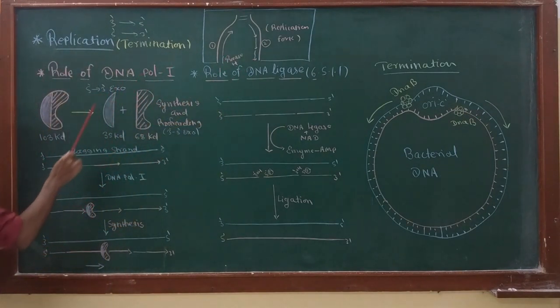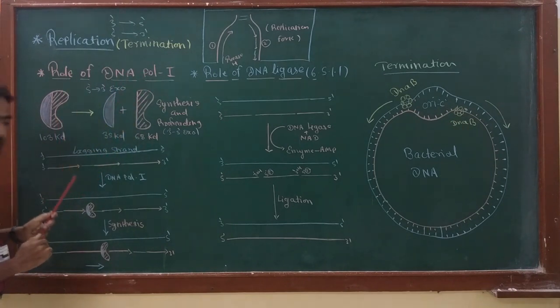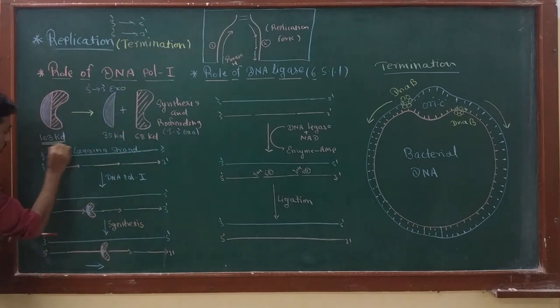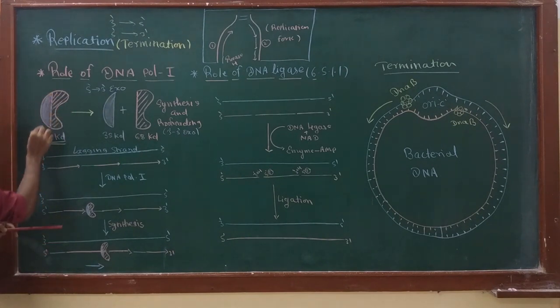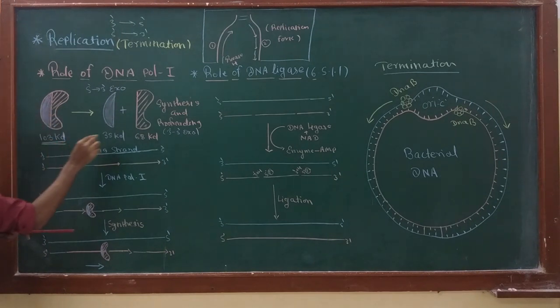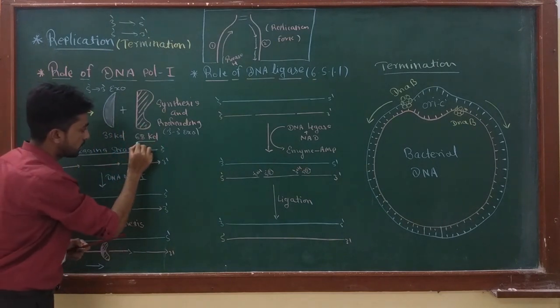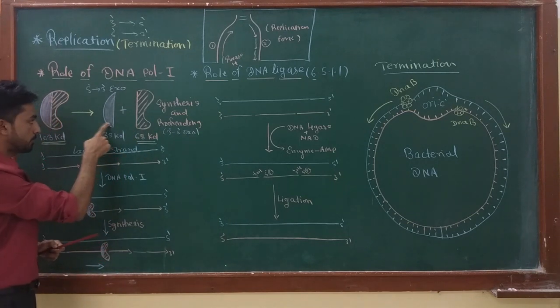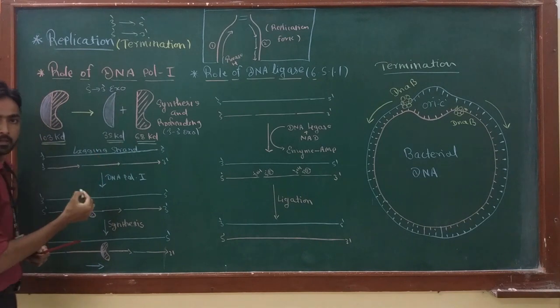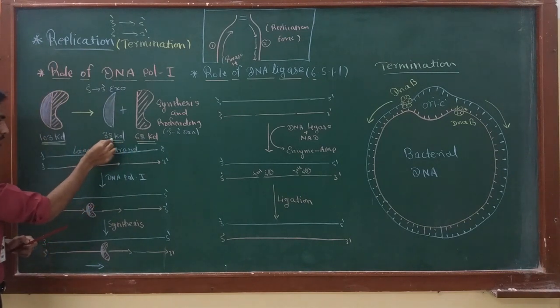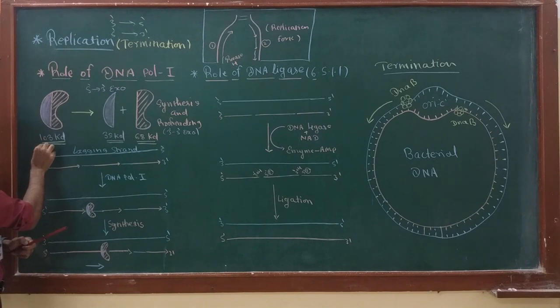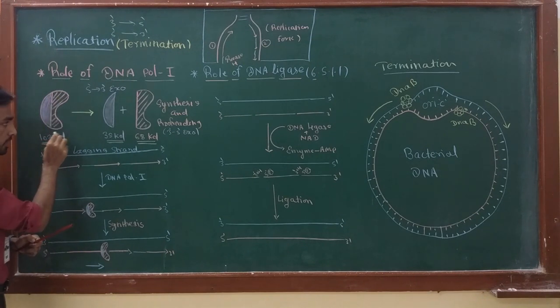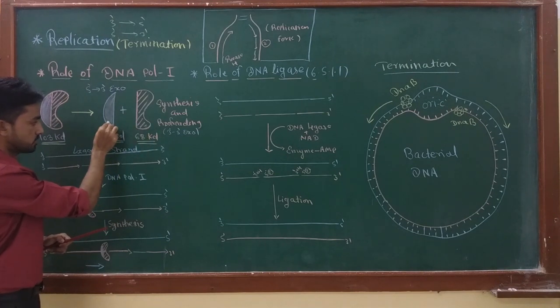So now we are going to focus on the role of DNA polymerase 1. DNA polymerase 1 is a 103 kilodalton protein. This protein has two fragments, a larger fragment and a smaller fragment. If we cleave this protein into two parts, the larger fragment is a 68 kilodalton protein, and this fragment is called the Klenow fragment, while the smaller fragment of this enzyme is 35 kilodalton. So 68 plus 35 is 103 kilodalton. The total weight of the enzyme is 103 kilodalton, divided into a larger part and a smaller part.